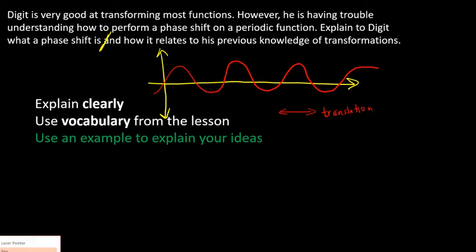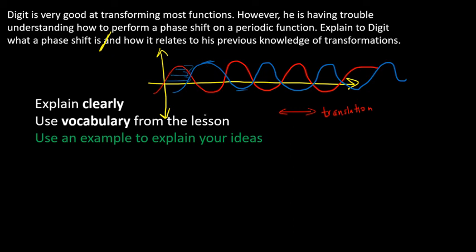So a phase shift of this might look something like this. Alright, where everything, the amplitude is the same, you can see it's hitting the same peaks and the same valleys, the slope is changing at the same rate. It's just that we've taken the whole thing, picked it up, and just moved it over a little bit, okay? That's a phase shift. So you have to explain what a phase shift is in your own words, and then you're going to see how it relates to previous knowledge of transformations.